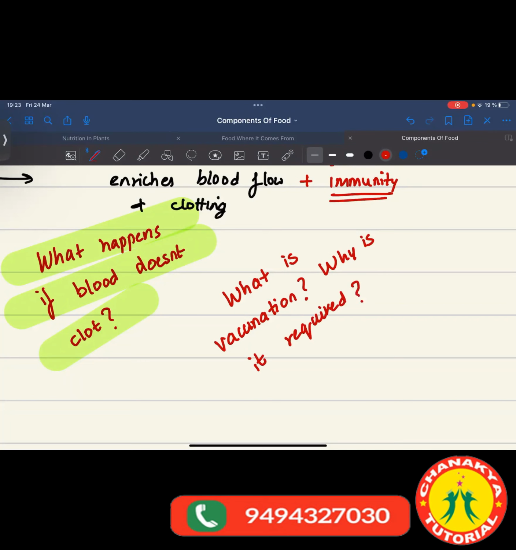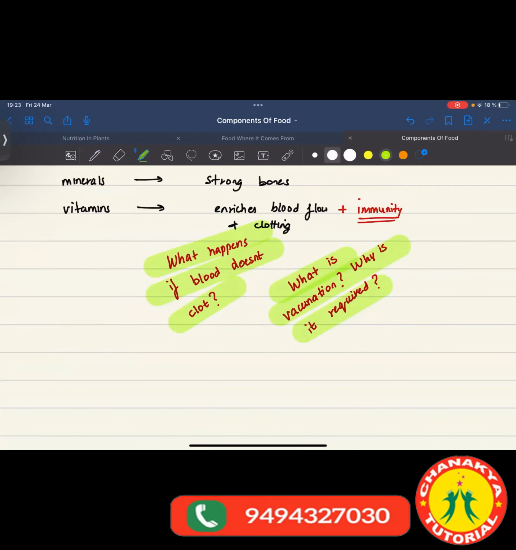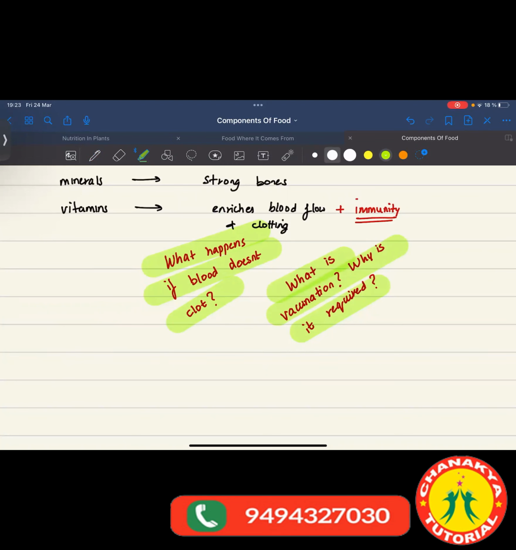Okay, I am not clear with your question, but this will be your homework. I want you all to find out what is vaccination and why we should take vaccination. It's a very important question, a very important thing you need to know in your life. So it'll be your next question. You can note it down later on.